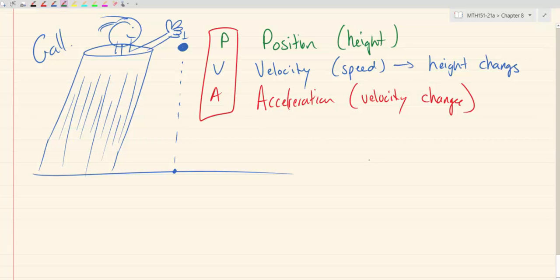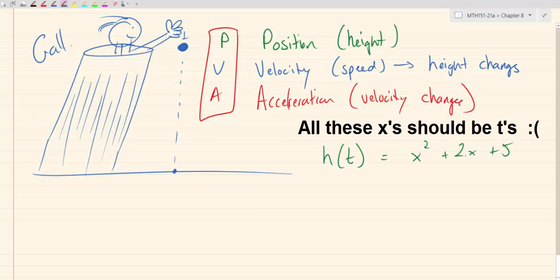Let's say that you have a position function, and we're going to say, what is the height at time t? So let's say we give you an equation that describes the height above the ground of an object as it travels. Maybe something like x squared plus 2x plus 5. Let's say this describes the height of an object, okay? Well, how would we describe its velocity? So the velocity function is equal to h prime. It's equal to the first derivative of the position function. So the velocity function is 2x plus 2.